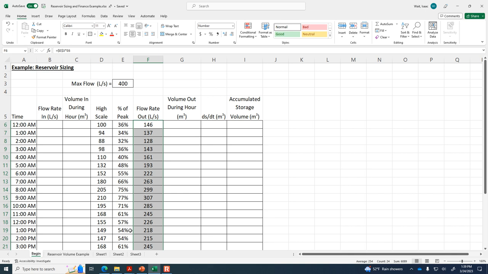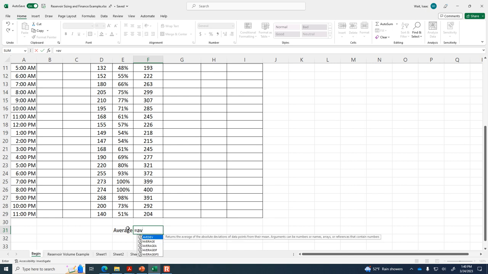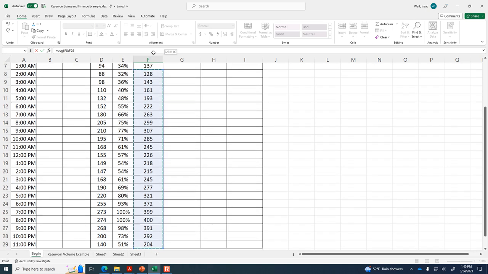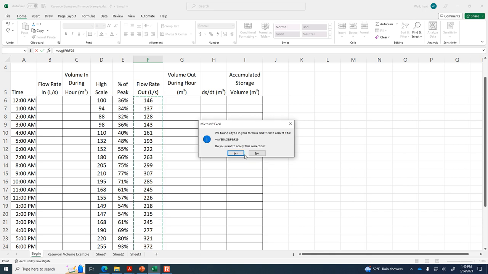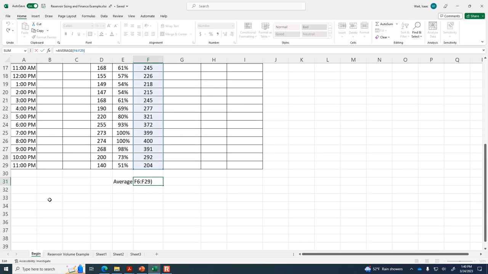So what this is showing is the flow rate out, and the flow rate in is going to be the average of the flow rate out. So let me calculate the average. By definition, we're going to say that the flow rate in is the average of the flow rates out over the 24-hour cycle. So in this case, it's 254 liters per second.